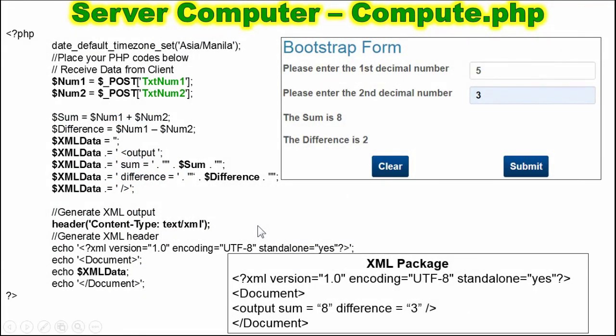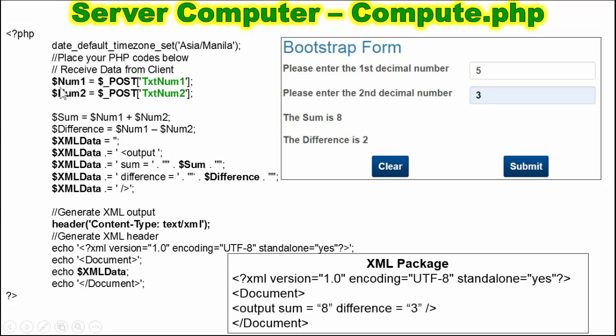Let us proceed to the server computer represented by the compute.php file. After the user entered the decimal numbers 5 and 3 and then clicked the submit button, the client computer submitted the data to the web server via the POST method. The server computer receives the data represented by textnum1 and textnum2. The server computer runs the compute.php file.